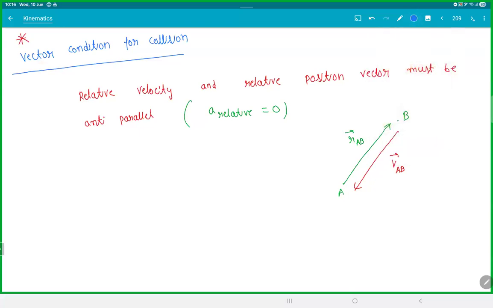So if two vectors are anti-parallel, that means VAB cap must be equal to minus RAB cap. The directions are opposite. What is VAB cap? VA bar minus VB bar divided by its own magnitude, VA bar minus VB bar, equals minus RA bar minus RB bar divided by its own magnitude. This is the vector form, everyone.